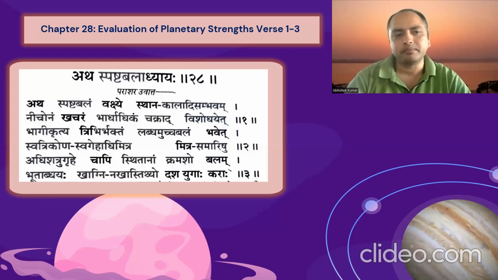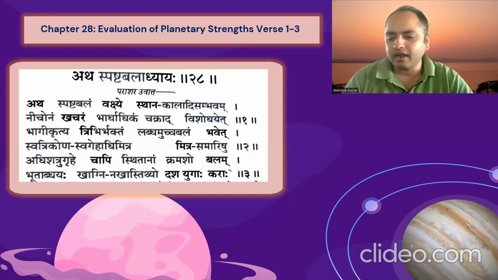And the last type of positional strength is called Drekana Bal. The planet acquires Drekana Bal due to placement in the first, second, or third Dreskan of a sign. That's very important.